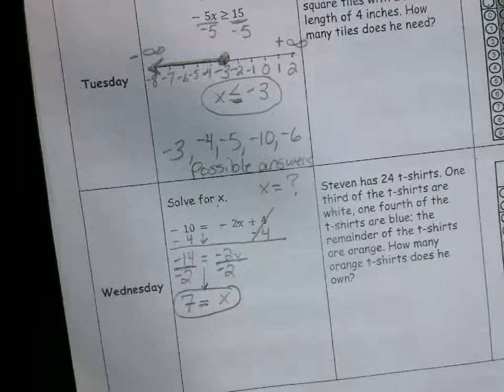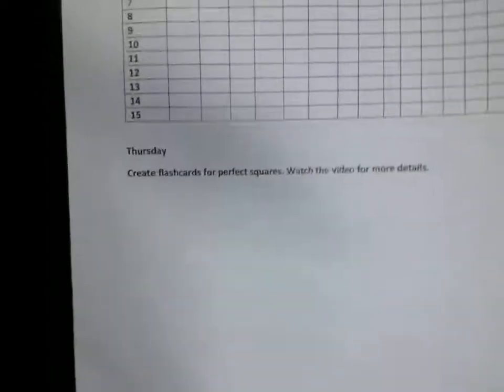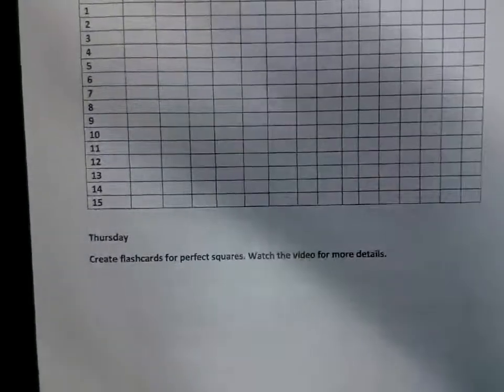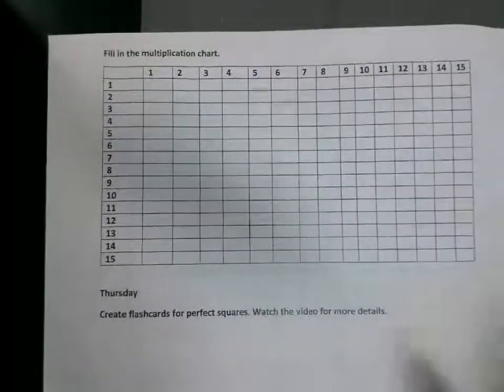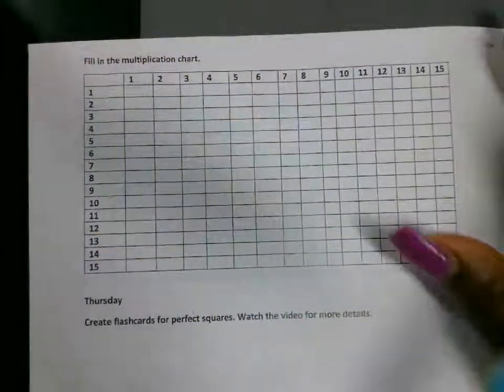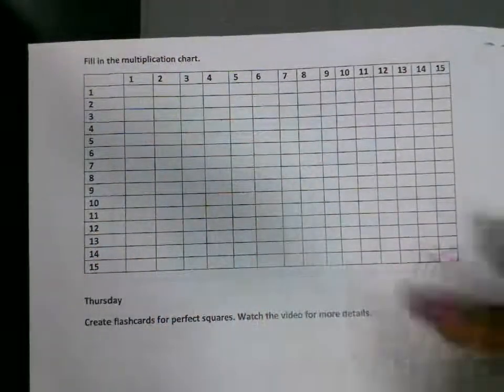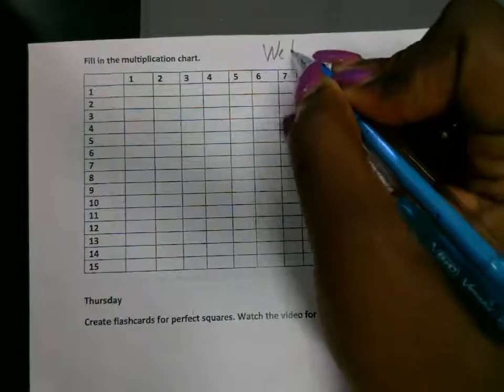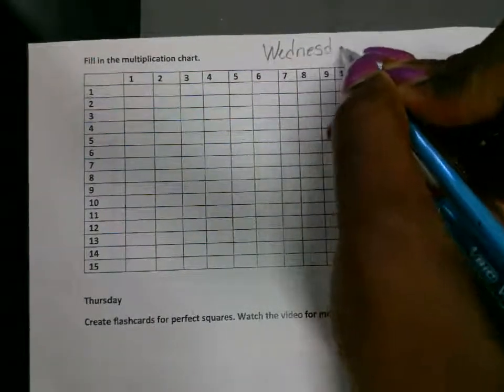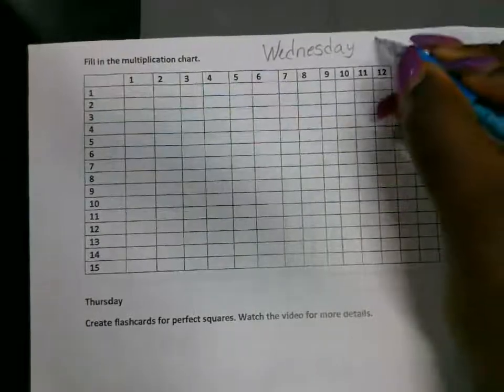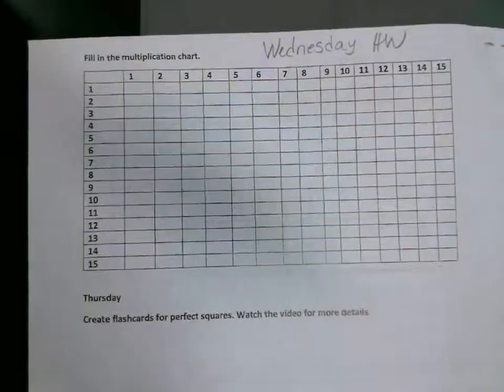Raise your hand if you're still writing. Okay. Let's label our homework. Homework is the very back page. Top of the page, you're going to fill out the multiplication chart. This is Wednesday's homework. Wednesday got chopped off by the printer, so please write Wednesday's homework. You can abbreviate homework.